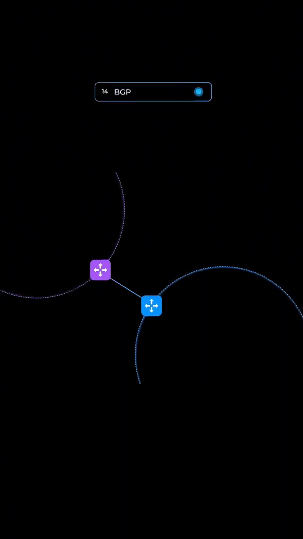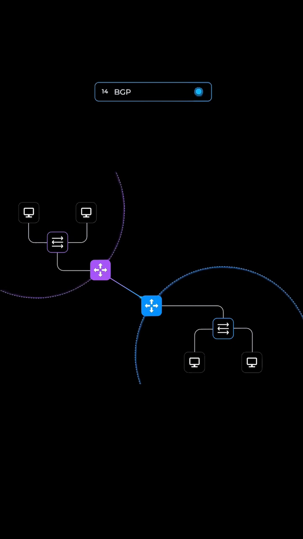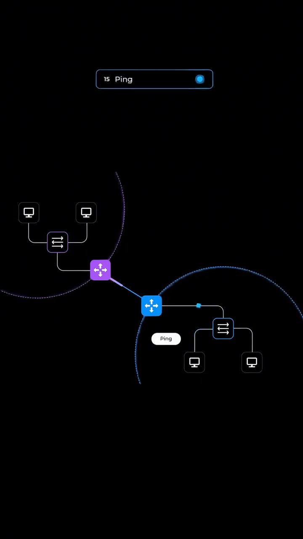Now we have a full network, devices connected locally, routers forwarding traffic, and routing protocols making sure everything is reachable. Let's test it. We can send a simple ping. Ping sends a small packet to a destination and waits for a response.